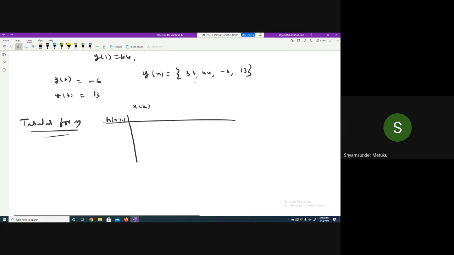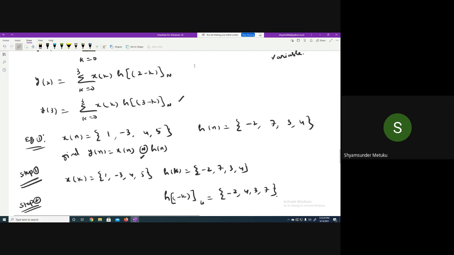1, minus 3, 4, 5. This is h of minus k, h of 1 minus k, h of 2 minus k, h of 3 minus k. Okay. So h of n is already given, no? H of n is given in the input.